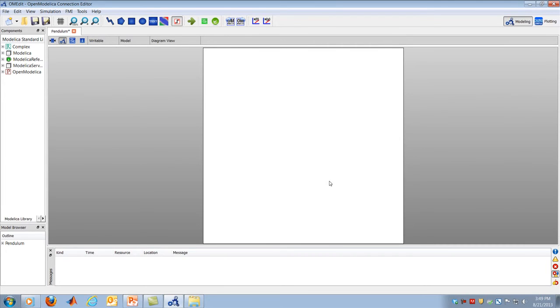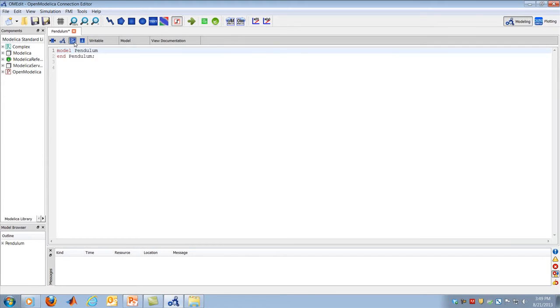I get a blank screen, and we will see all the interesting things that you can do in the blank screen in the future. I want to switch from the blank screen, which is currently in diagram view, to text view, which shows me the actual code underneath the blank screen. So far, I've just created a model called pendulum, and I've ended the model, and that's it. Now I want to actually create the model.